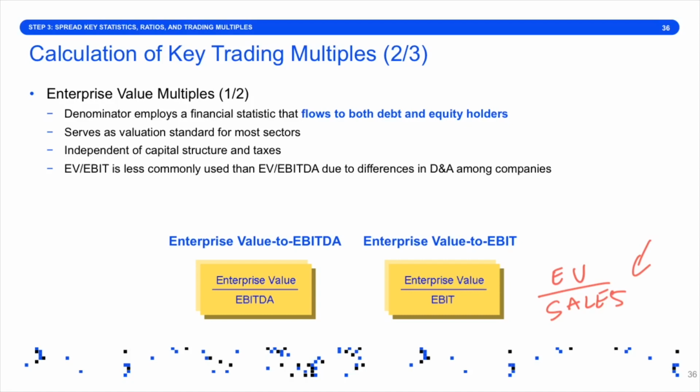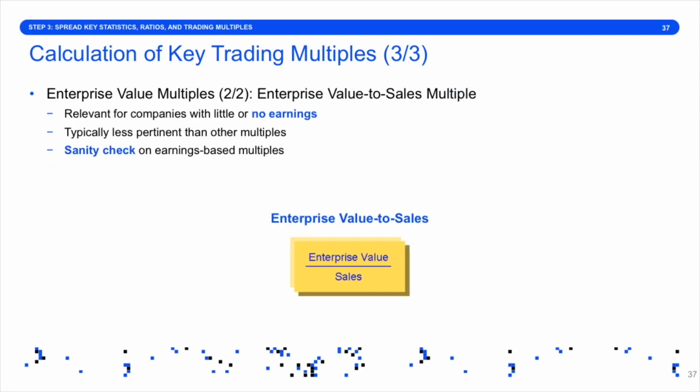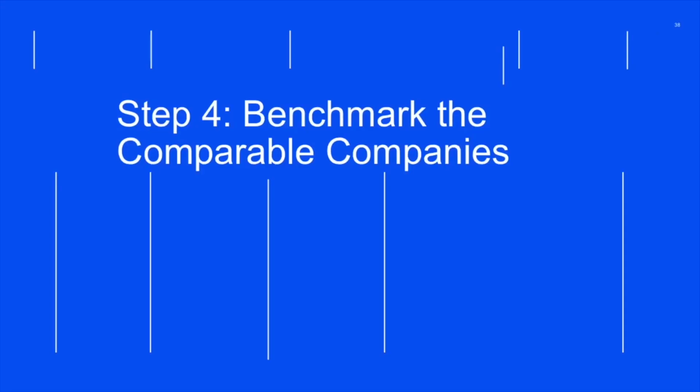Again, these are two different types of valuation multiple: equity-based and enterprise value-based. They are both useful. You need to calculate both. Okay, sorry, enterprise value to sales was 0. Okay.